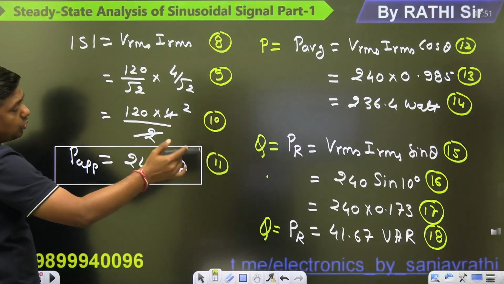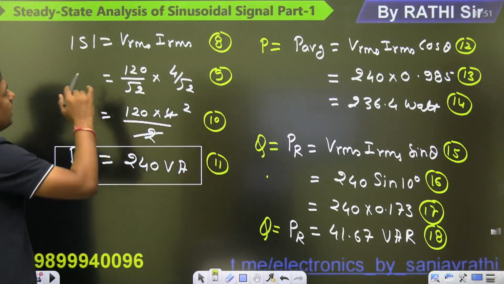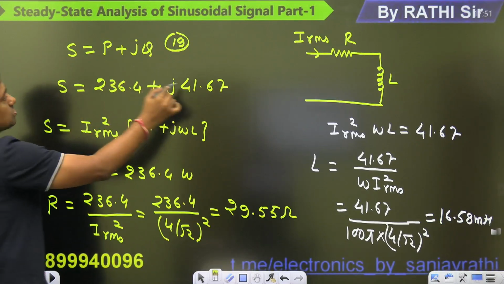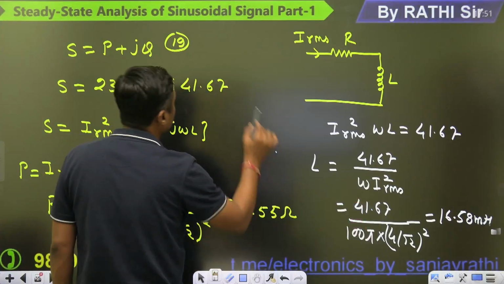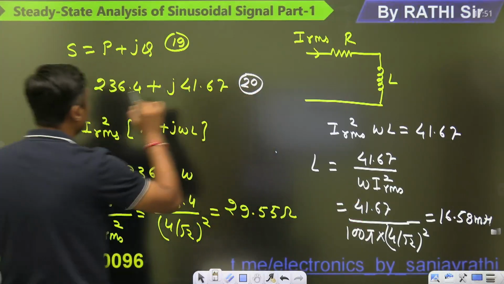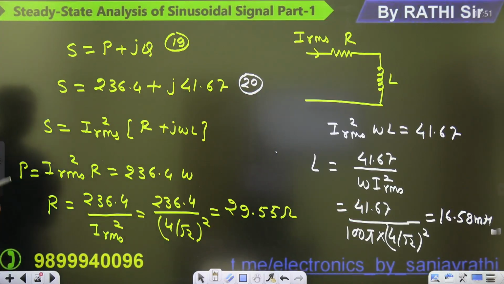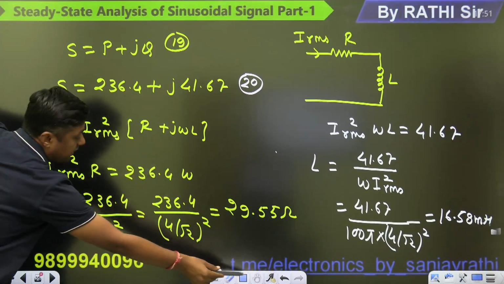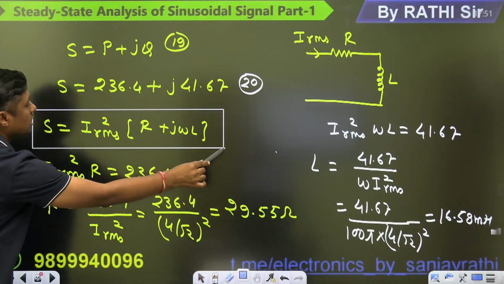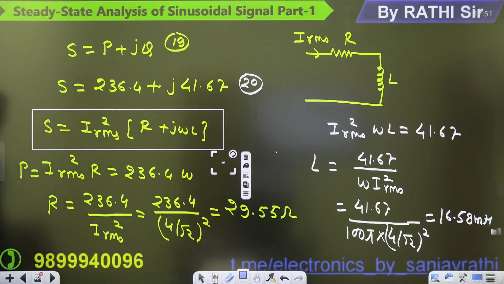Once you have the value of P, once you have the value of Q, you have the access to what? Complex power. This is called complex power. Then complex power is nothing but I RMS square into R plus j omega L. So from this you can find the value of R and value of L, because we have the value of P and we have the value of Q.